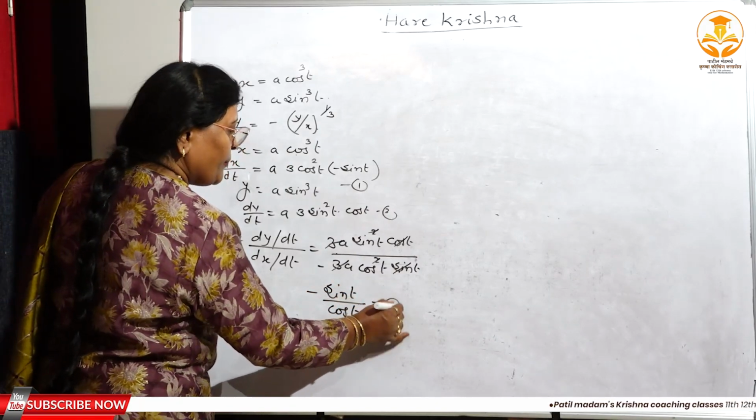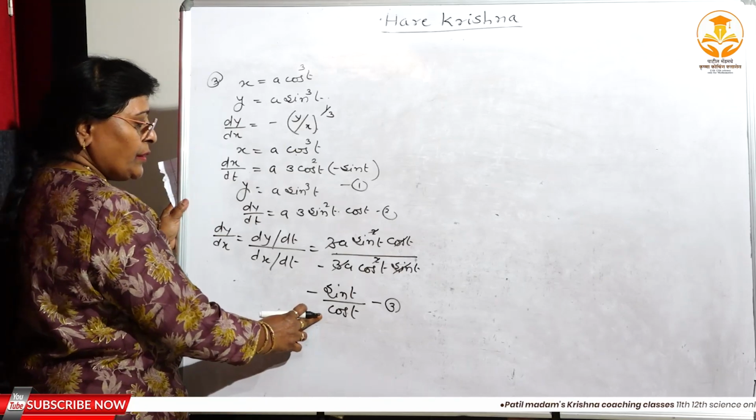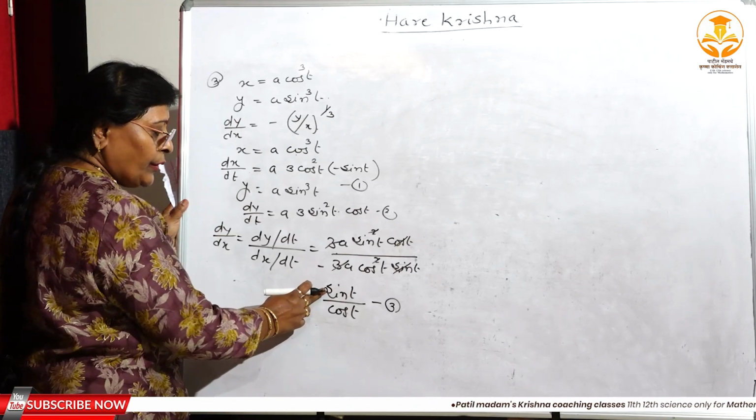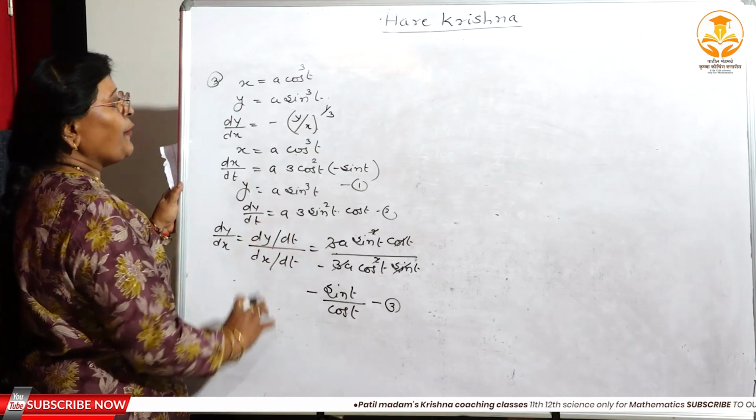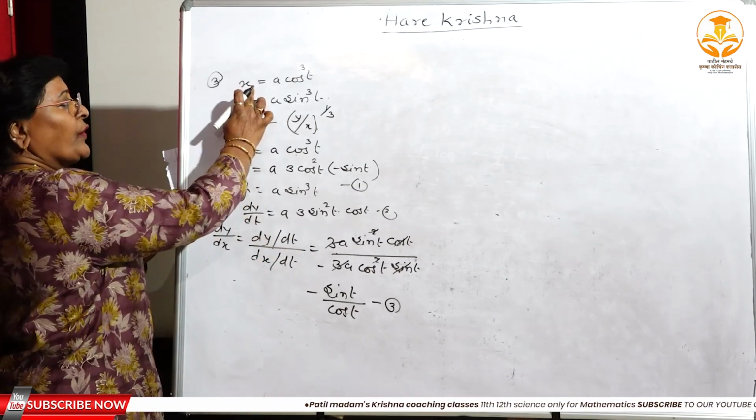This is number 3. From this, here you have to substitute the value of sin t and cos t in the form of x and y. So what is given here?